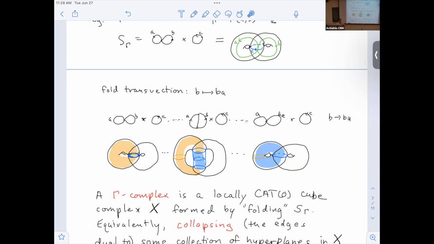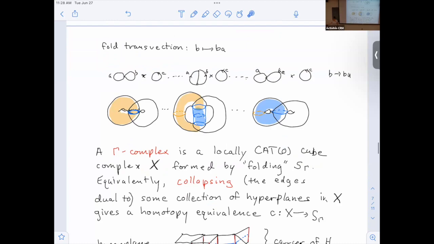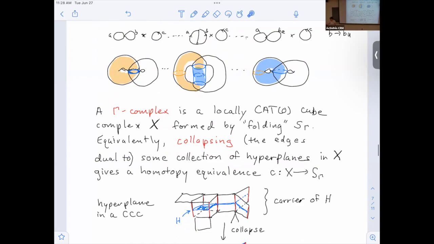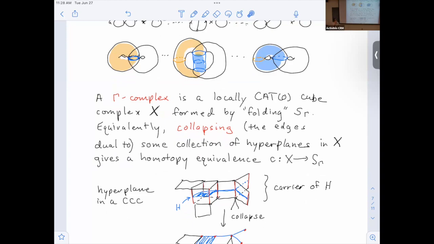All right, so let me talk about collapsing. I think of it as the opposite of folding, but it's an easier way to think about it. So here's what I want. We call them gamma complexes. They are again locally CAT(0) cube complexes, which have the property that there's a collection of hyperplanes which, if I collapse them, I'll define that in a second, I get back the Salvetti. Not just that I get back the Salvetti, but the collapse is actually a homotopy equivalence onto the Salvetti complex. I can get a homotopy equivalence by collapsing certain hyperplanes. What do I mean by collapsing a hyperplane?